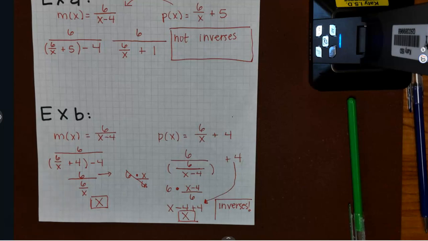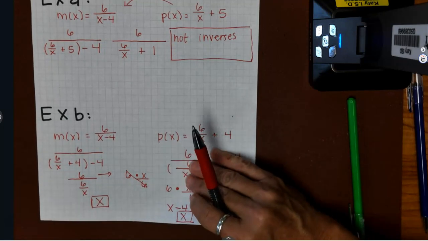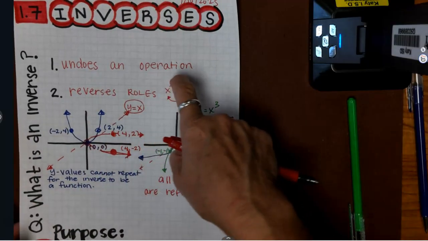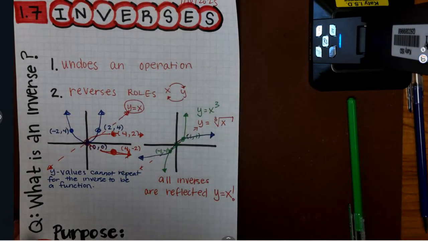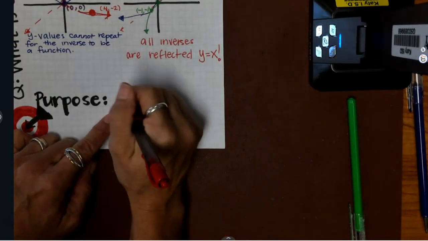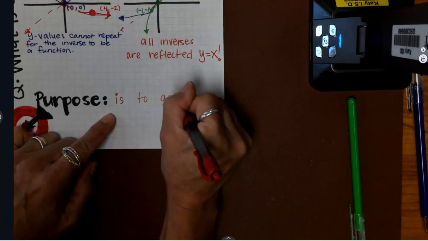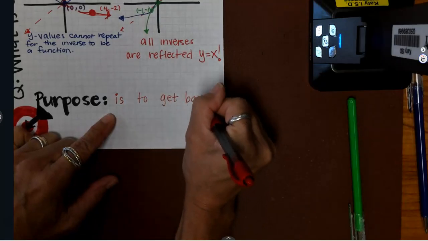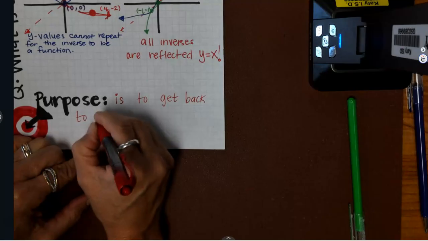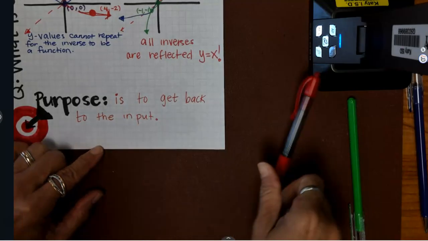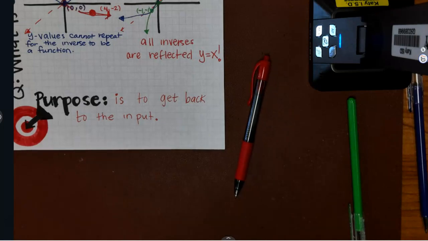No. So, back to your purpose. Inverses, remember, it undoes an operation. It undid what we just had those functions for. The purpose of it is to get back to the input. Because it undoes an operation.